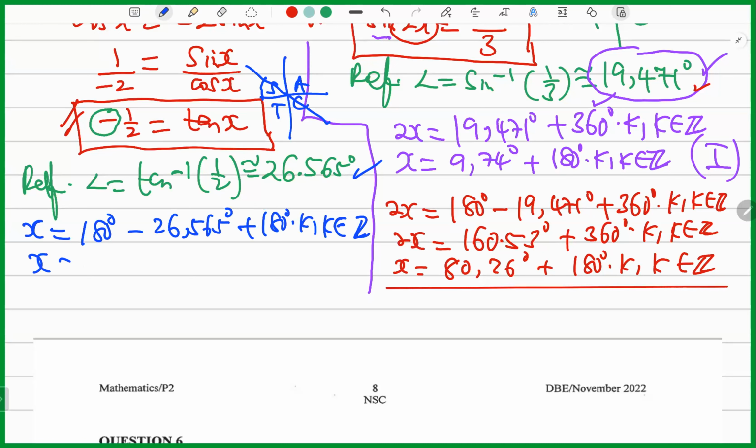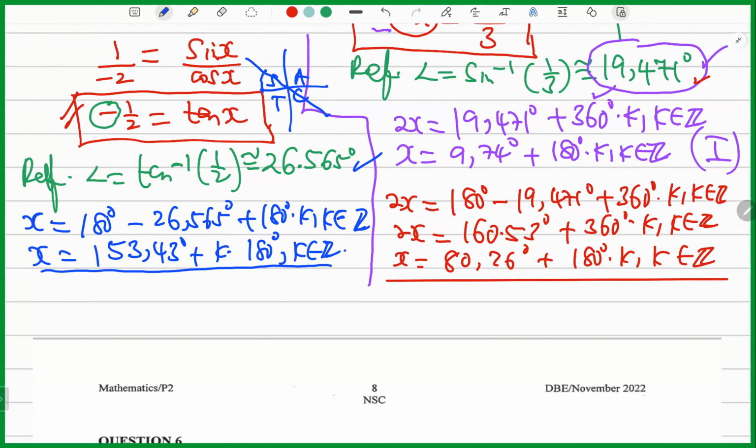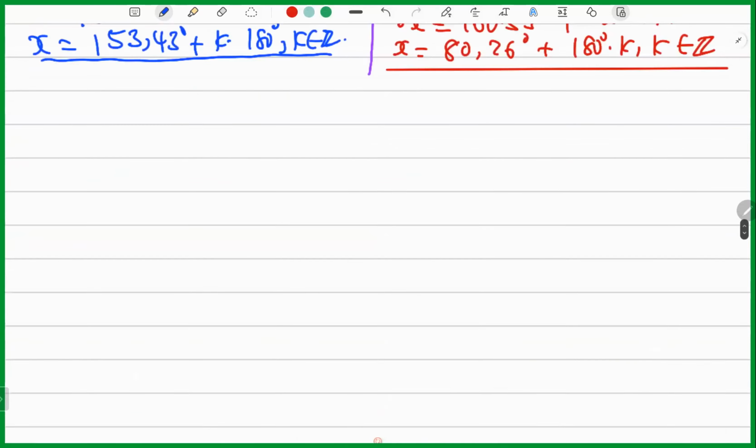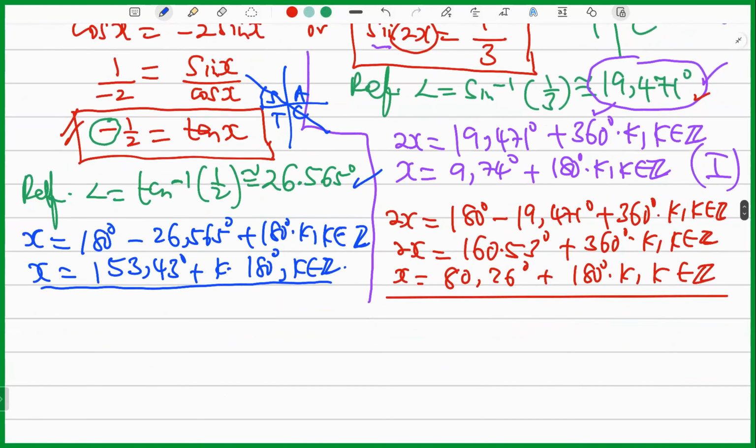So 180 degrees minus 26.565 degrees is exactly 153.43 degrees plus k times 180 degrees, where k is an element of the set of integers, and that gives us just a general solution there. That is what the examiner wanted from the students, but we can get more. How do we get more?